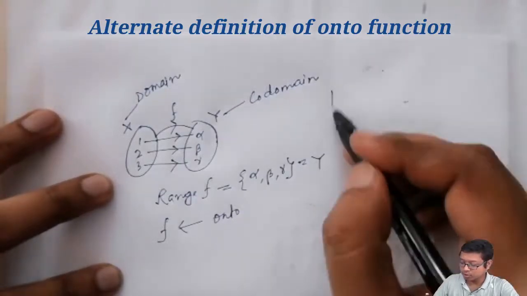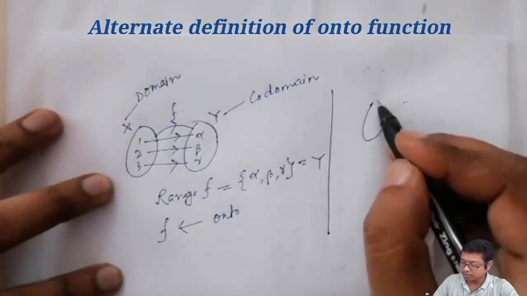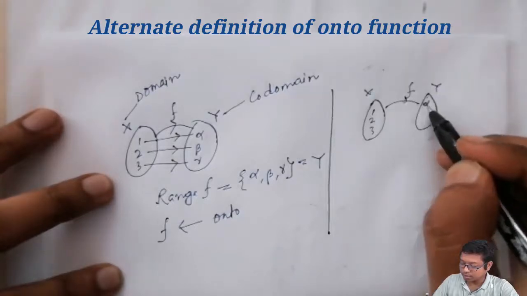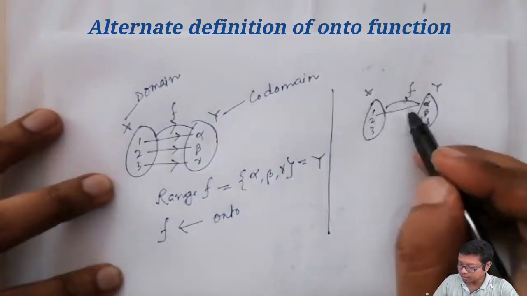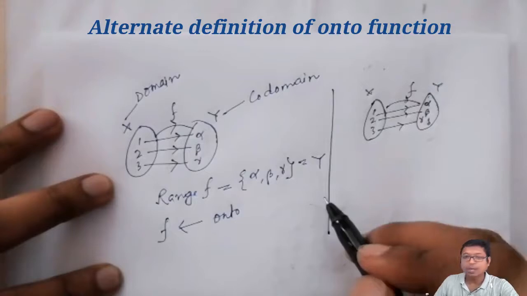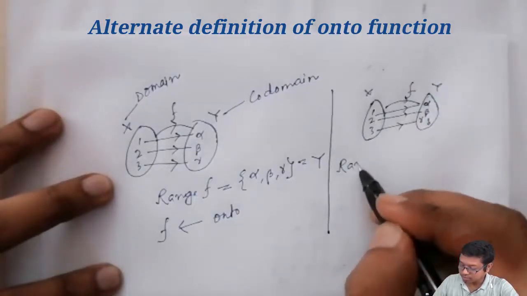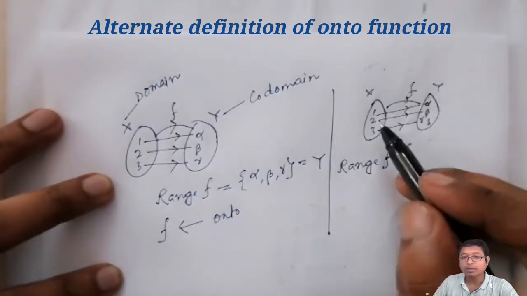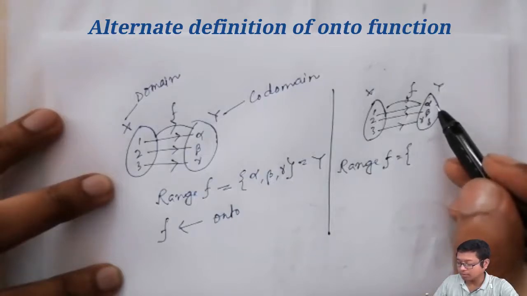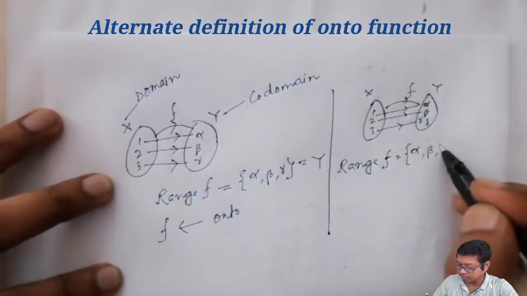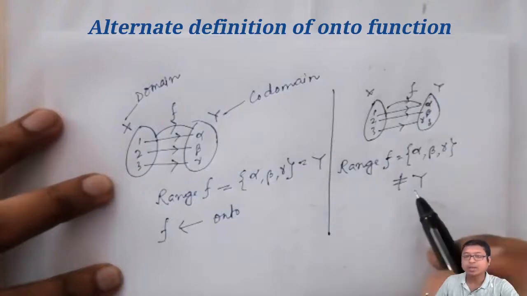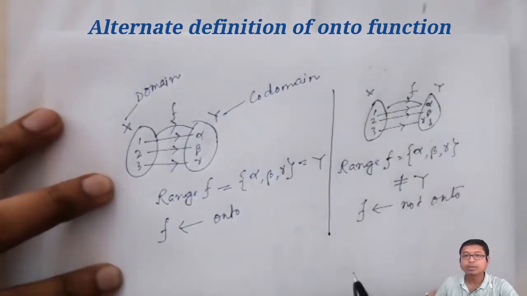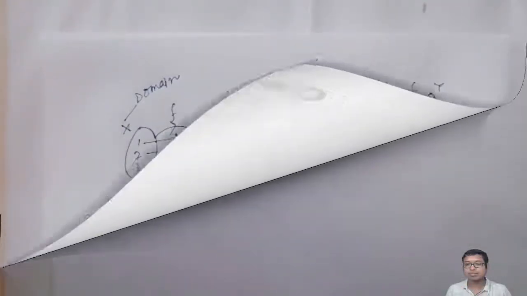Let me consider one more example which is not an onto function. Suppose I have a function going from X to Y. It consists of 1, 2, 3, and it consists of alpha, beta, gamma, and delta. Suppose 1 is connected to alpha, 2 is connected to beta, and 3 is connected to gamma. Then if I want to write the range of f, we have to collect all those elements from Y which are connected to the elements of X. And those elements are nothing but alpha, beta, and gamma. And this is not equal to Y. So in this case, our range of f is not equal to Y, so the function is not onto function. I think it is clear to you now.